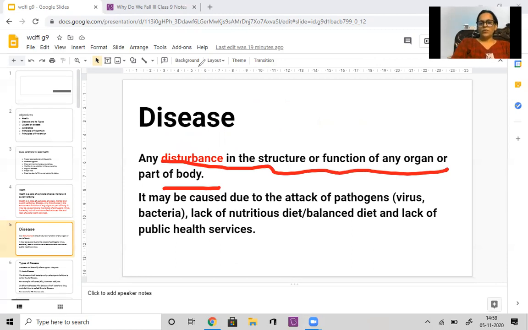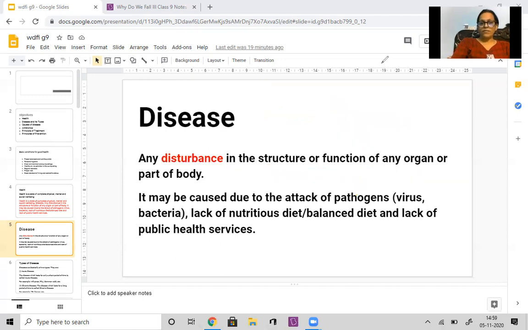It may be caused by the attack of pathogens, bacteria. You know what pathogens are? Pathogen means harmful agents, right? These are pathogens. These can be viruses, bacteria. Another cause for disease is lack of nutrition.